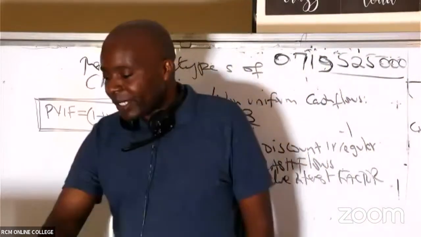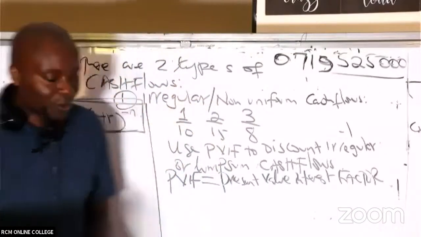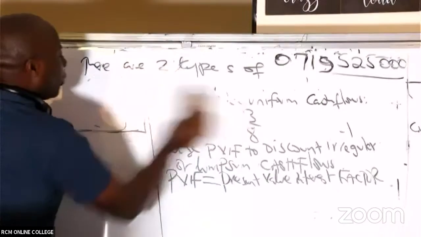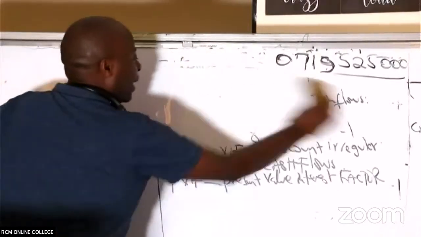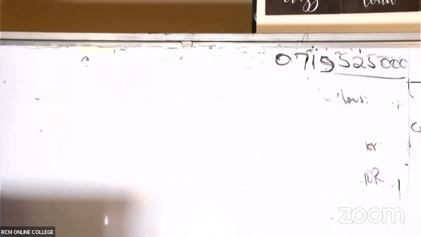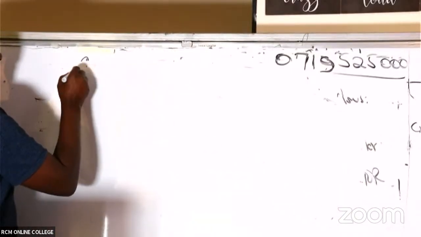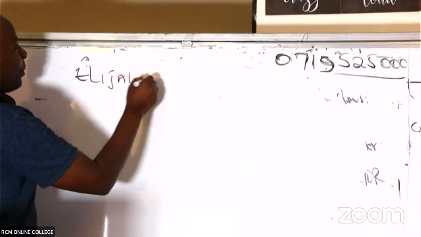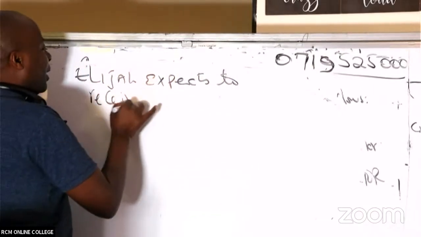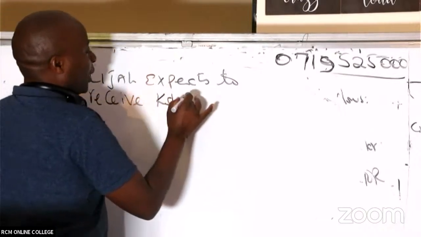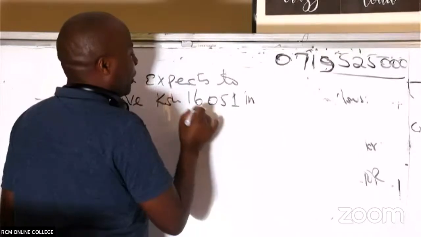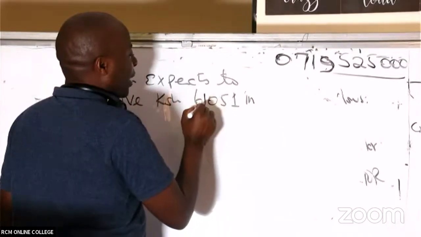Now, ladies and gentlemen, I would want us to look at this illustration. Mr. Elijah expects to receive, in this case, Kenya shillings 16,051. Was it 116 or 161? I think 161.